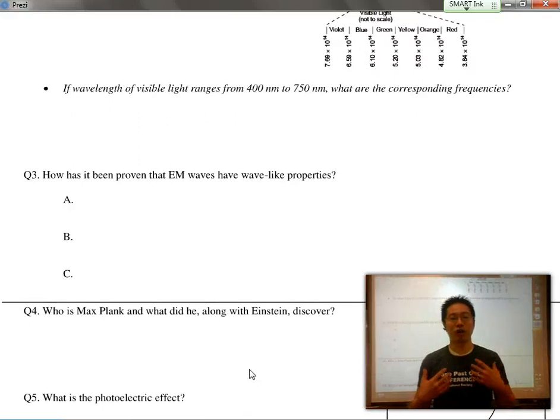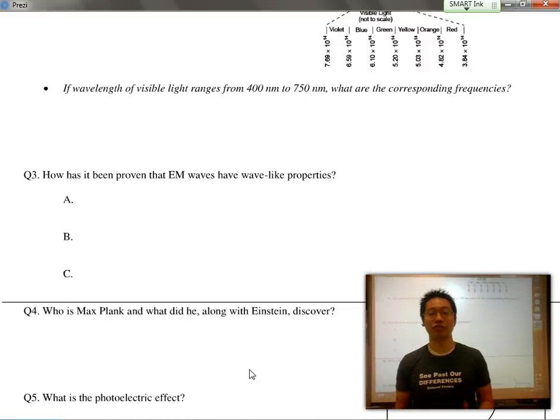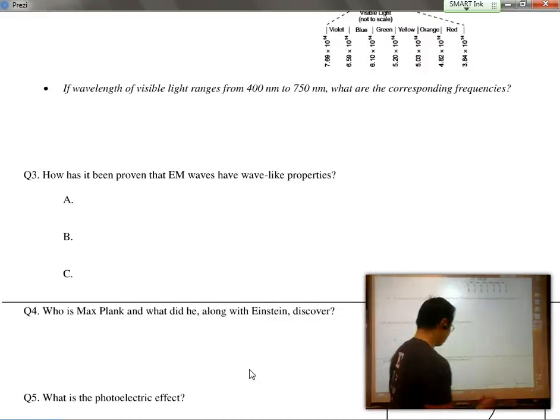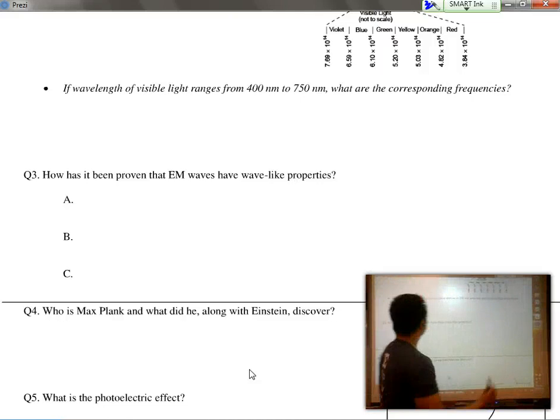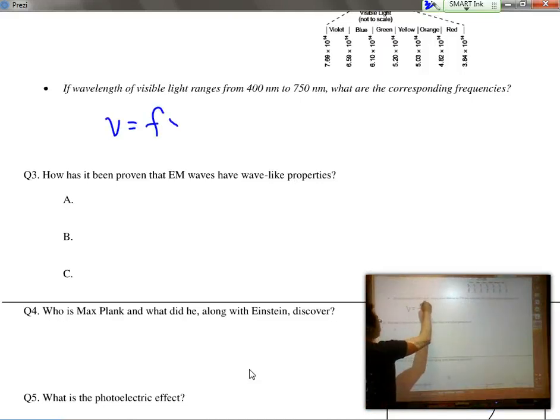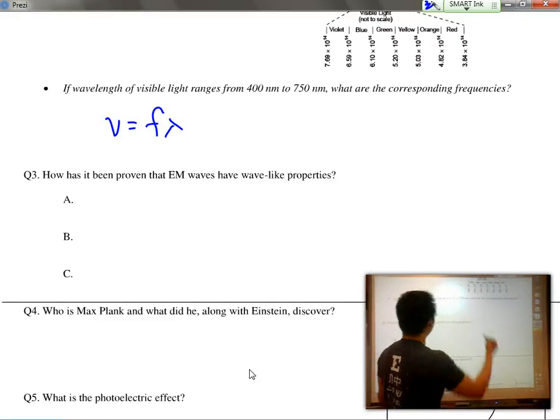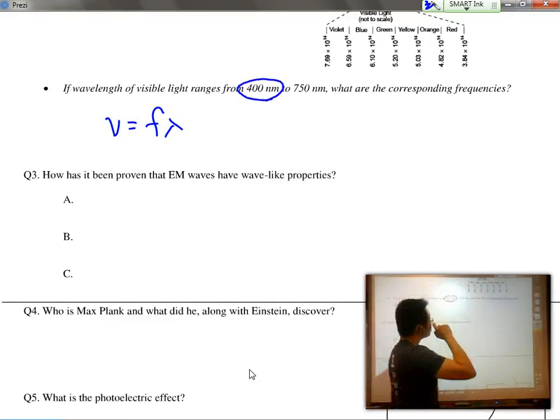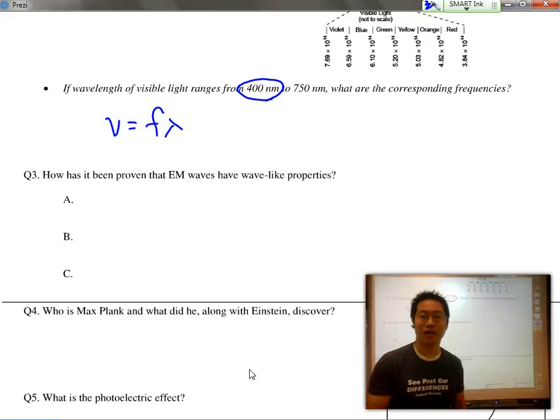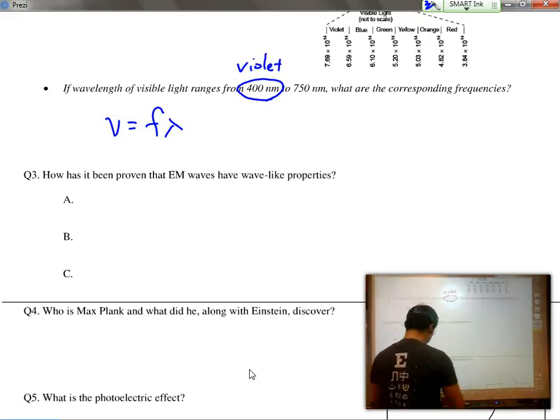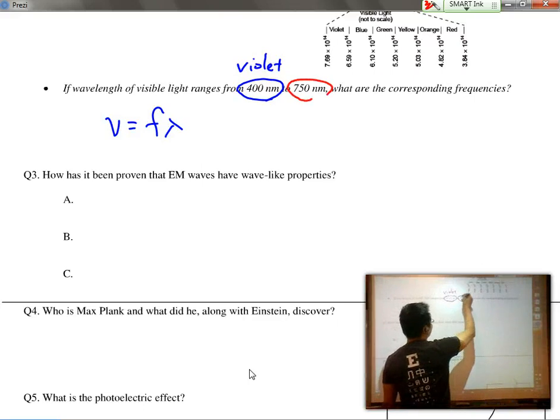So whenever we talk about our wavelength of visible light ranging from 400 nanometers to 750 nanometers, if I had asked you what the corresponding frequencies are, we could always use our old wave formulas. V is equal to f lambda. So the frequency for 400 nanometer light, now that's the shortest wavelength, the highest frequency, so this is going to be violet. 750 nanometers is a longer wavelength, lower frequency, so this is going to be our red.